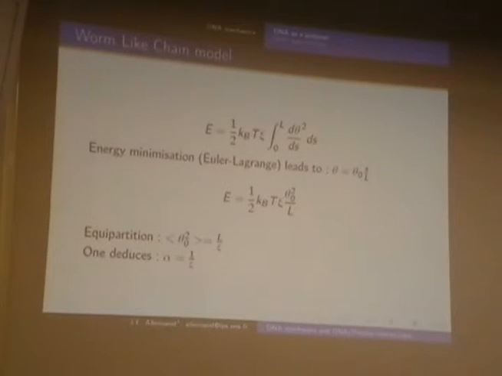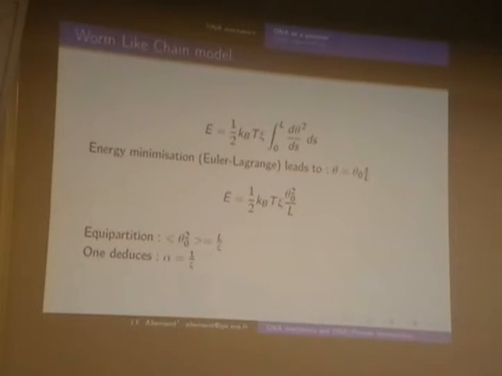So if I took something where theta is equal to 0 for s equals 0 and theta is equal to theta 0 with s equal L, then you get this relation for theta. This is the equation that follows theta along the chain. And this allows you, when you replace this relation here, to get the energy. And you get an energy that is proportional to theta 0 squared.